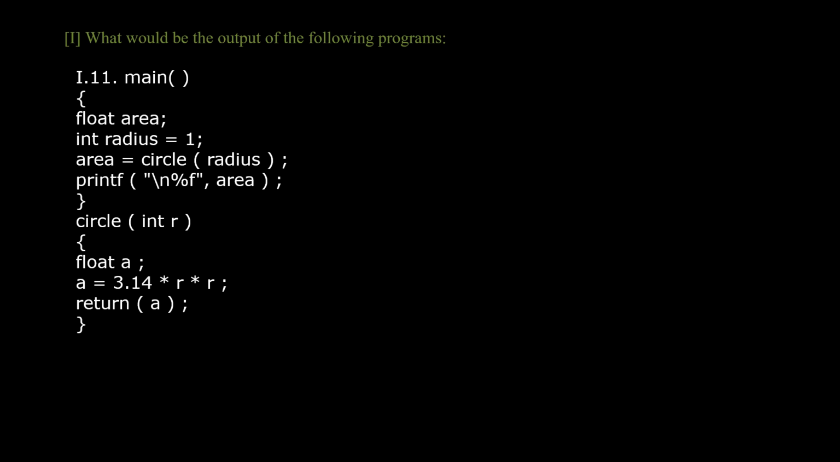Float area, int radius equal to 1, area equal to circle of radius. In the circle function we took another variable float A, 3.14 into r, which will be 3.14 here because r is 1. And we are returning float type here, but actually the circle function definition is not having specifically float. So the default is int. Though we are returning float here, it will get typecasted to int and the output of area will be 3.000.